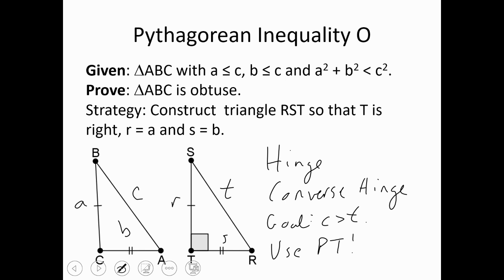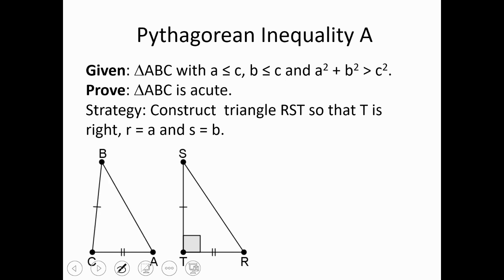Because triangle RST is a right triangle, we may apply the Pythagorean theorem to it and conclude specifically that r squared plus s squared is equal to t squared, okay? So I'll let you think about how the pieces of this puzzle will be put together.